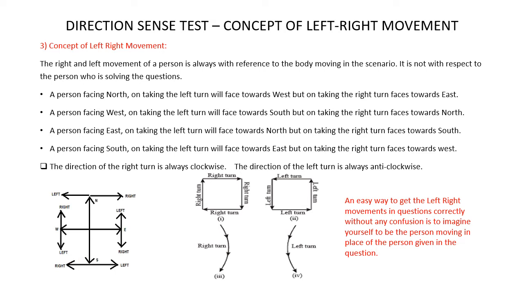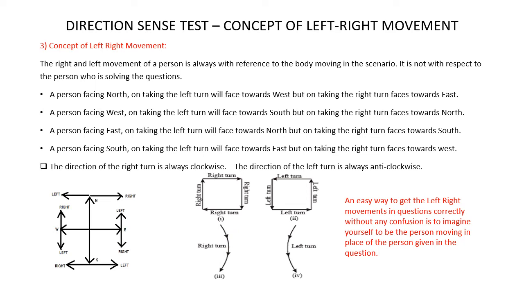Now, the direction of the right turn is always clockwise. So, if you take a right turn, it will be in the clockwise direction. Here again, a right turn is in the clockwise direction. Again, when you take a right turn, it will be in the clockwise direction. So the direction of the right turn is always clockwise.